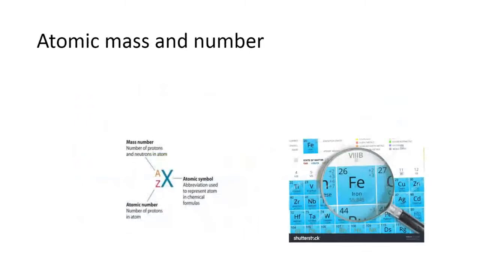We have atomic mass and atomic number. So if we zoom in on this iron right here, we notice that there's this big 26. So this is the atomic number. This tells you how many protons you have and how many electrons. And then right under the word iron, we have this number, 55.8. This is the atomic mass. This tells you how many protons and neutrons you have. To calculate how many neutrons you have, you will take the atomic mass and you will subtract the atomic number from it.